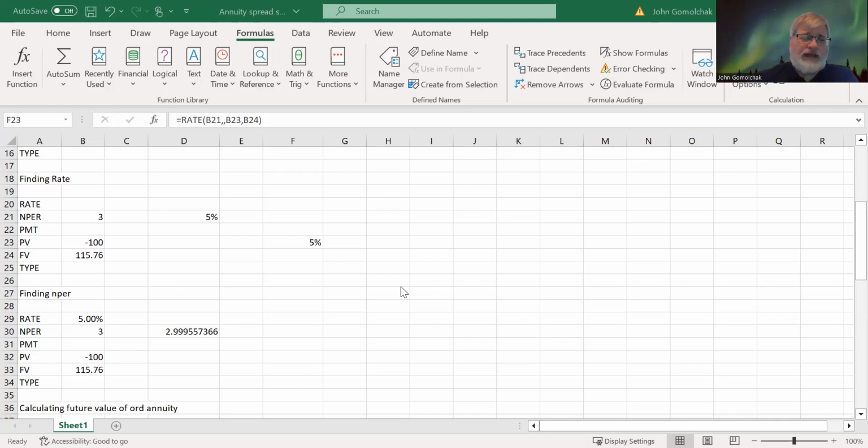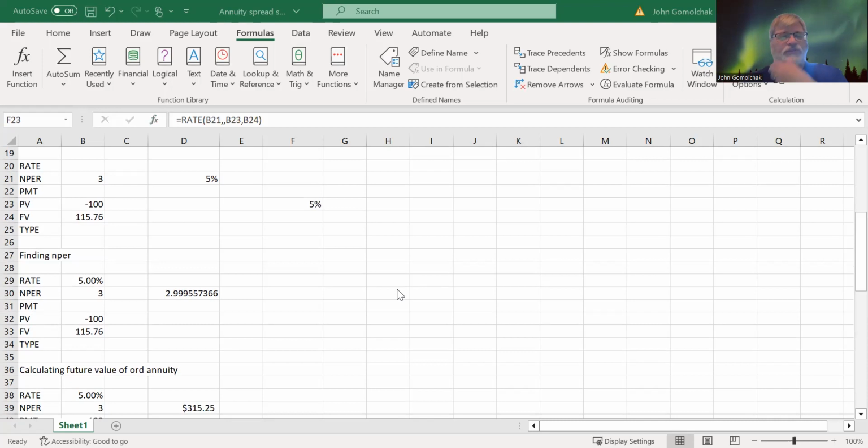Okay, can we do anything else? Well, certainly we can. If we found the rate, can we find the number of periods? That would be another thing that would be useful if we knew how long we had to have something invested. So once again, if I have a future value of $115.76, a present value of $100, how long would I need to keep that invested?